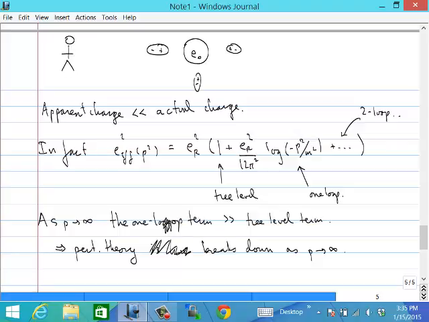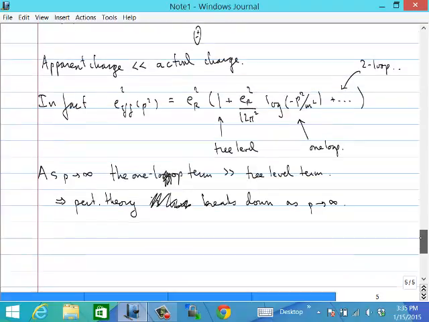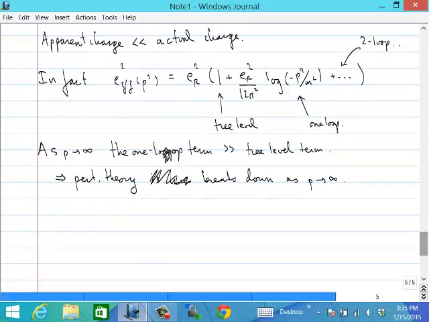If you want to do this a little bit more carefully, you should take into account the fact that the perturbative parameter in the Feynman diagram expansion is not actually e, but it's actually the fine structure constant. So alpha is e squared over 4 pi. It's about 1 over 137 at low energy.